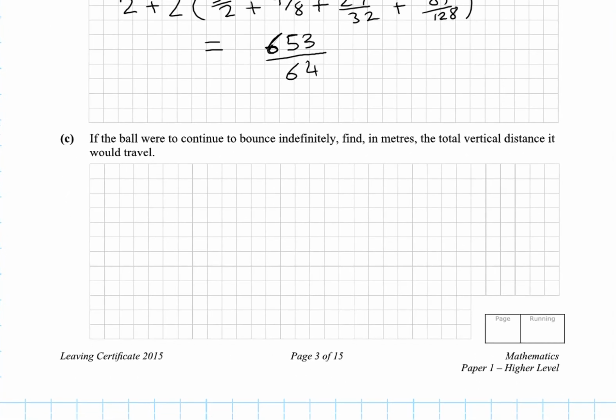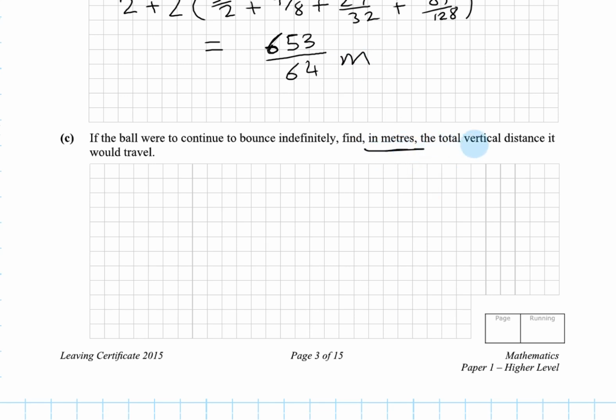So now, if the ball were to continuously bounce indefinitely, find in meters the total vertical distance it would travel. I probably should have put meters down here. So again, the vertical distance is up and down, and we're looking at this indefinitely. So the first thing you need to do is look at your sequence and series log table page, which is on page 22, and I'll grab that now.